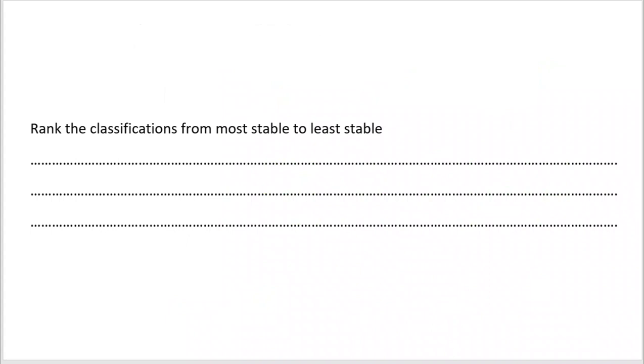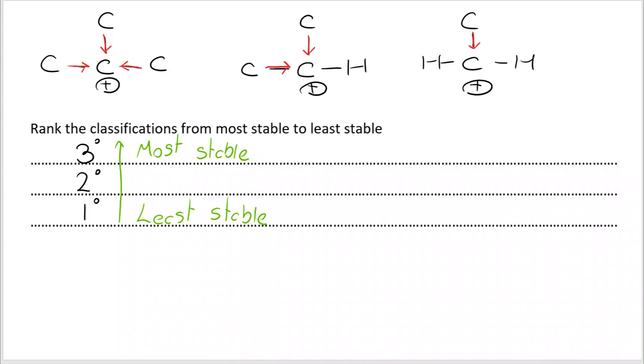So what about the stability of primary, secondary and tertiary carbocations? What do we think the order is going to be? Well, I've already spoken about it earlier in the video. Tertiary is the most stable, primary is the least stable. Let's have a quick look at why, about what's actually happening here.